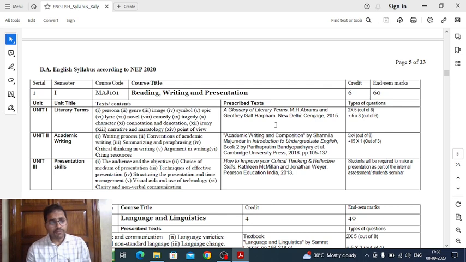Now, if you think about the academic writing part, you have to answer 4 questions out of 8, each carrying 5 marks, and 1 question out of 3 carrying 15 marks. So again, 20 plus 15 equals 35 marks from academic writing. These two parts are very important for your major course, obviously.